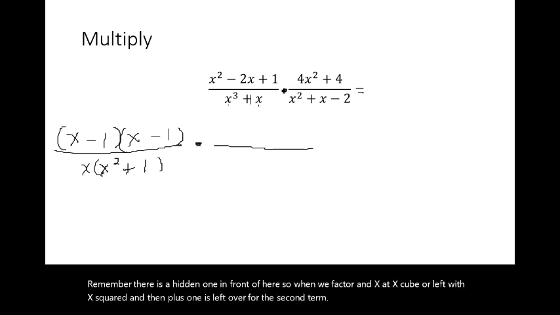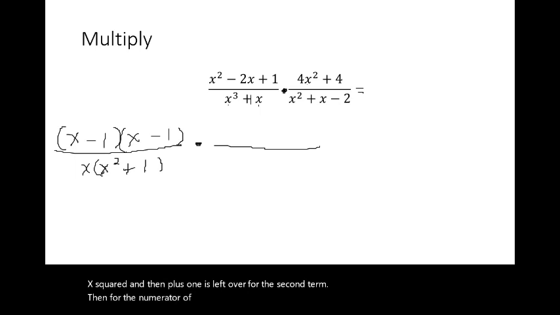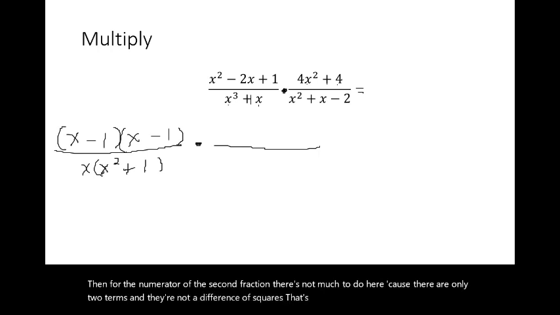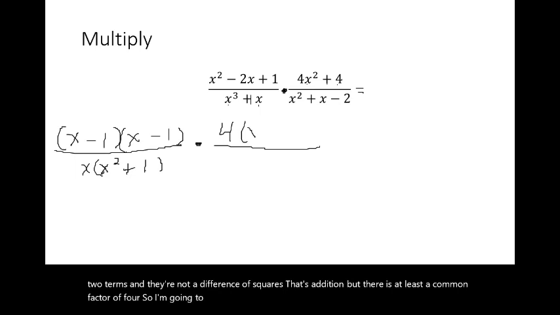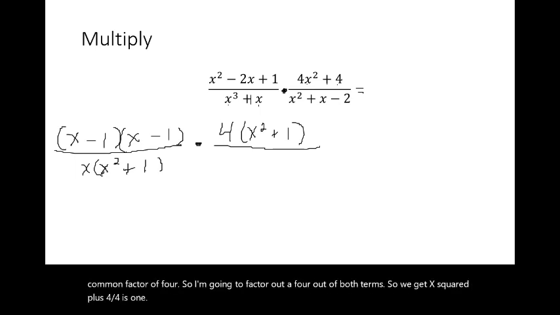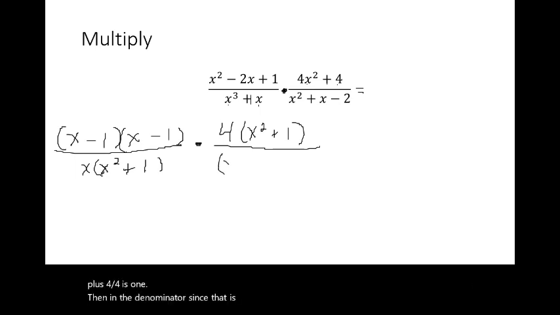Then for the numerator of the second fraction, there's not much to do here because there are only two terms and they're not a difference of squares, that's addition. But there is at least a common factor of 4, so I'm going to factor out a 4 out of both terms. So we get x squared plus 4 divided by 4 is 1. Then in the denominator, since that is a 1x squared, there is an x here and an x here.